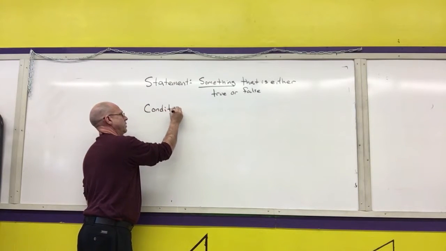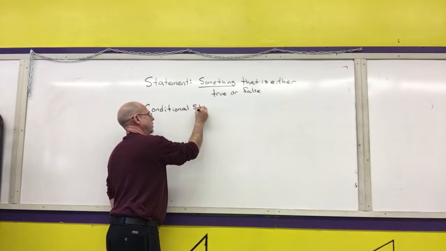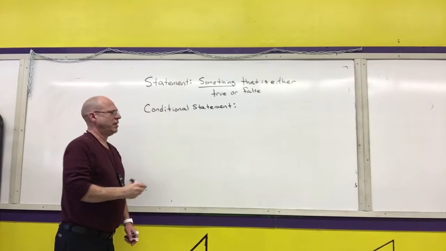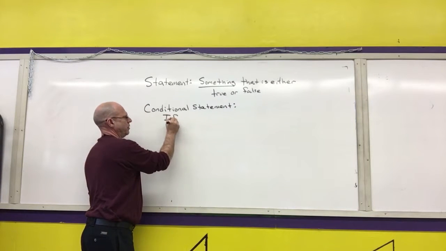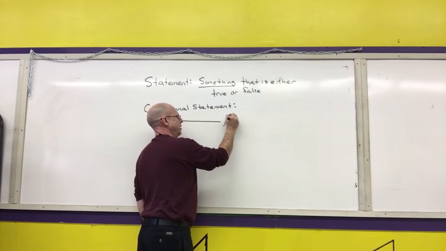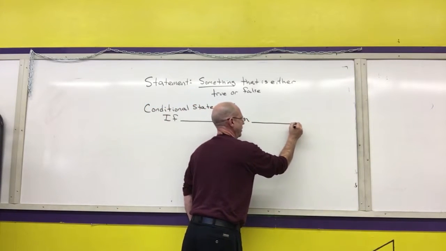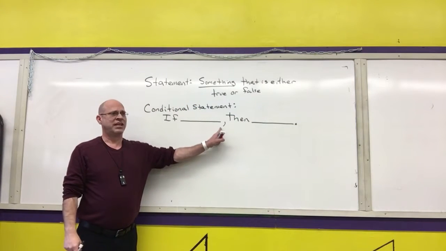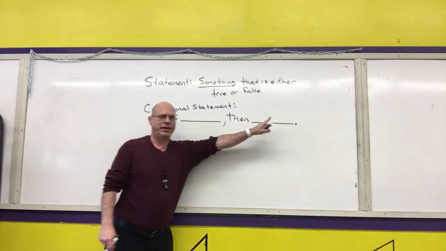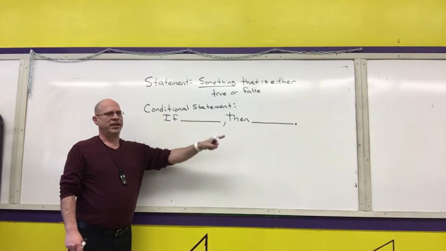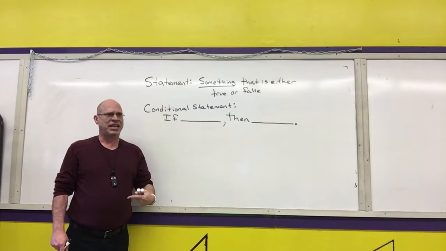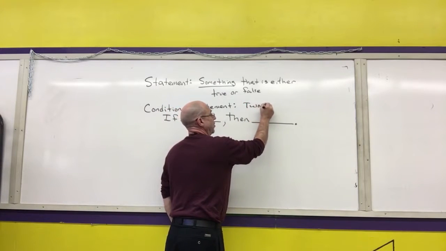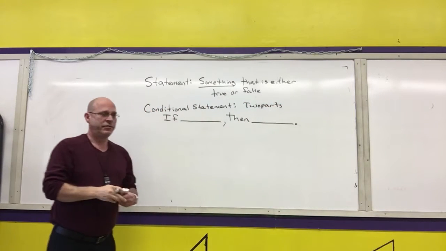A conditional statement is a statement in the form of if blank, comma, then blank. And in this math class we will start doing grammar. You must have a comma before the word then. You must put a period at the end of the sentence. These two blanks, if you look in the book, it says that a conditional statement is a statement that has two parts. Those two parts are the two blanks I have.